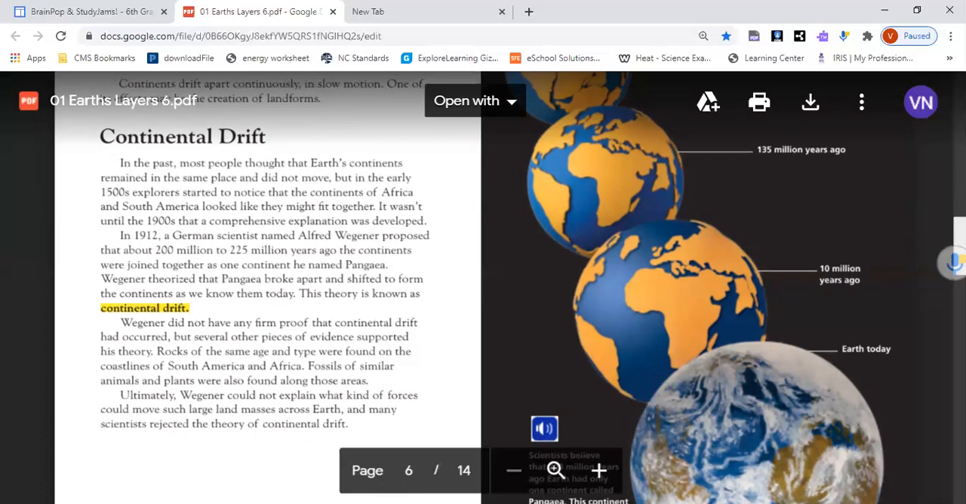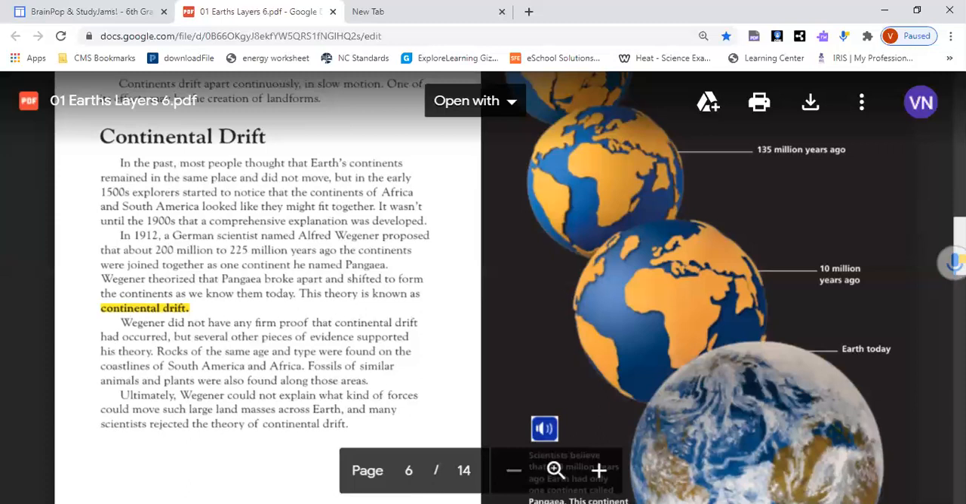Now, according to Alfred Wegener, what happened? In 1912, he suggested that all these continents can be clubbed together as a single puzzle piece, and that he named Pangea. So you need to remember the word Pangea and the word continental drift, and you need to explain who the scientist was who proposed continental drift and framed the word Pangea.